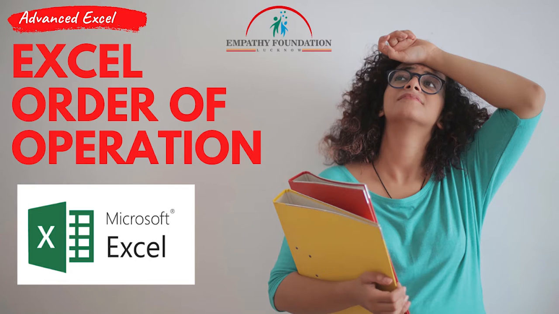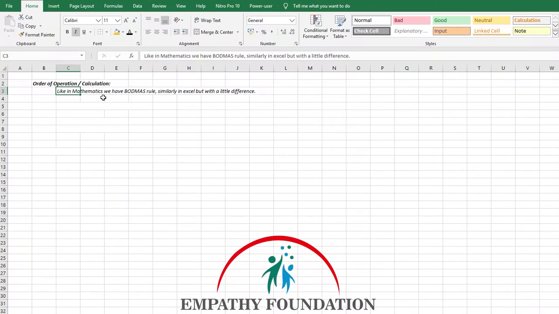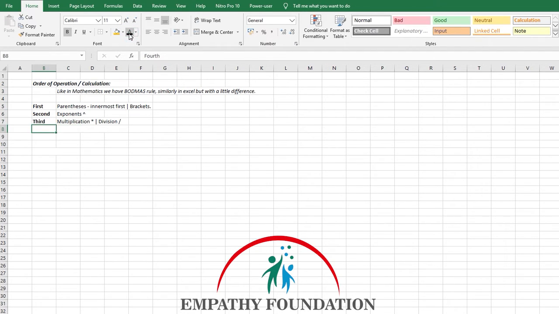Order of operation: like in mathematics we have the BODMAS rule, similarly we have a rule in Excel but with a little difference. First, parenthesis, innermost first, or brackets. Second, exponents or power. Third, multiplication or division. Fourth, addition or subtraction. I hope you have understood the order of operation in Excel.